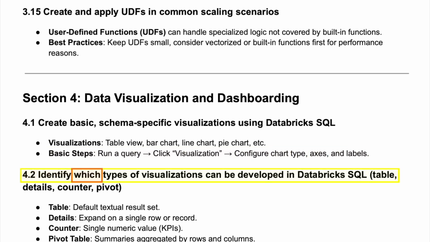4.2 Identify which types of visualizations can be developed in Databricks SQL. Table, details, counter, pivot table, default textual result set. Details expand on a single row or record. Counter: single numeric value, KPIs. Pivot table: summaries aggregated by rows and columns.